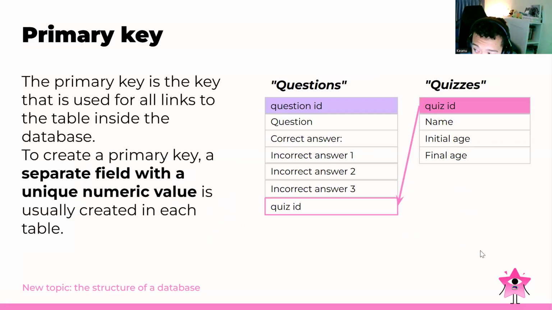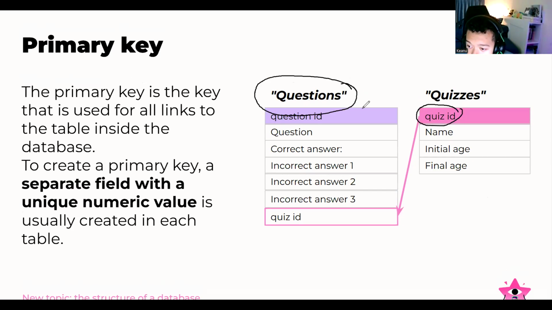So we have also an example like this, we have the primary key. Basically the primary key is the key that is used for links to the table inside the database. And to create the primary key, a separate field with a unique numeric value is usually created in each table for this one. So maybe like this one, we have the quiz ID for quizzes. And also for the questions, we have the question ID, we have the question, we have the correct answer, and then the incorrect answers, maybe the possible answers that we can select. And also for the quizzes, we have also the quiz ID like this.